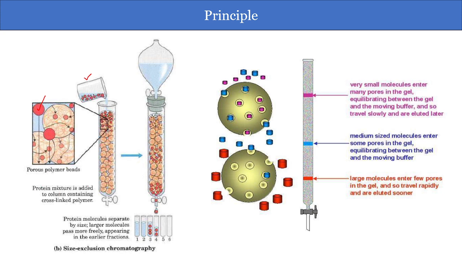Okay, so the mixture is added to the column containing the cross-linked polymer. The proteins separate by size. Larger molecules pass more freely, appearing in the earlier fractions. Very small molecules enter many pores of the gel, equilibrating between the gel and the moving buffer, and so they travel slowly. Medium-sized molecules enter some pores in the gel, and the larger molecules enter few pores in the gel, so they travel rapidly and are eluted sooner.